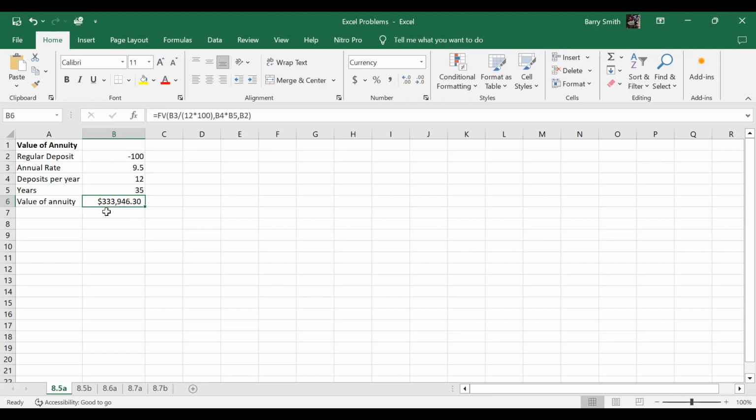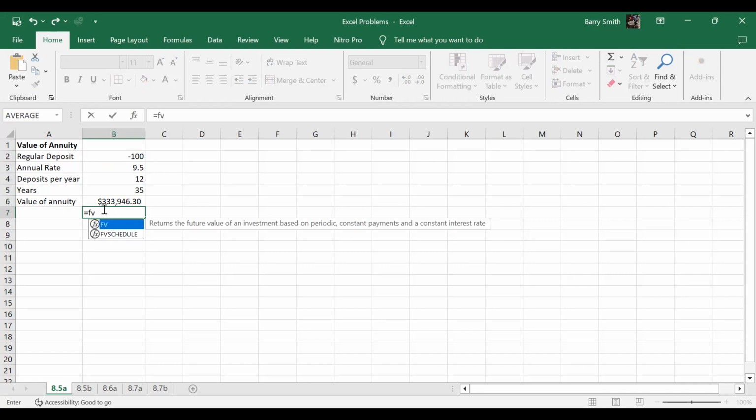And how did it do that? Well, what we had to do is use a future value formula. It's in your book, but let's go through how it works here. You say equals future value, and you double click on that. Then you want the rate. Well, the rate is not going to be 9.5. It's going to be this number divided by 12 times 100, because we have to divide it by monthly.